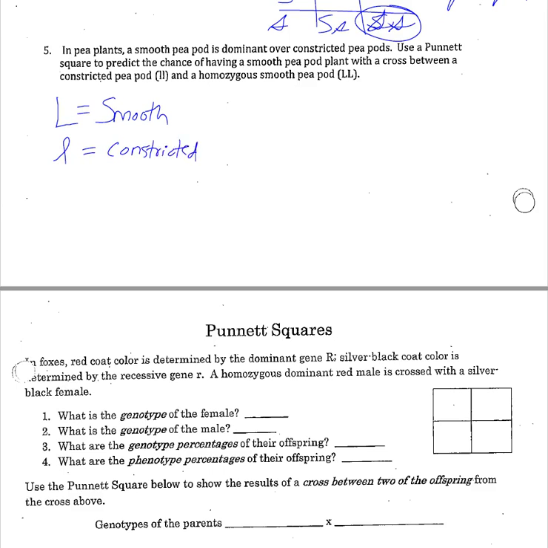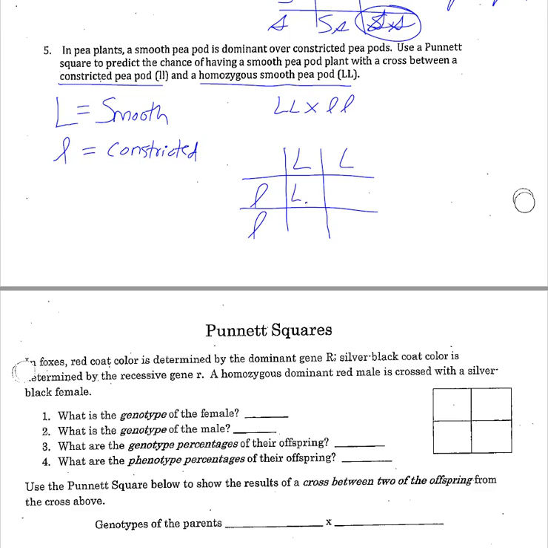It tells us we are crossing a parent with a constricted pea pod and a homozygous smooth pea pod. So big L crossed with a little l. We set up our Punnett square. Again, most of you should be able to predict what we're going to find here because this parent is homozygous dominant. That means every single offspring they produce will be heterozygous.